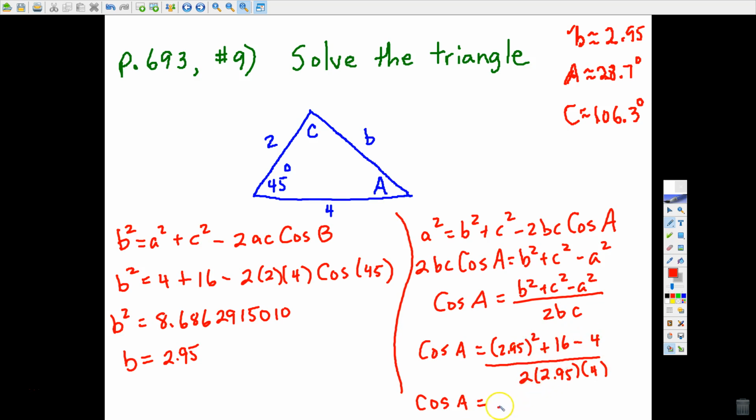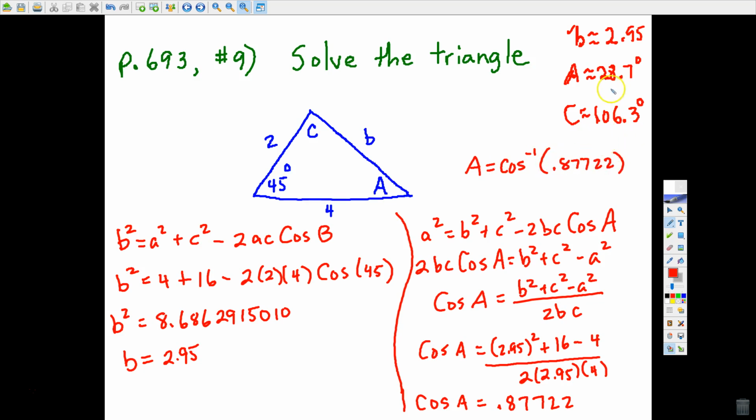I'm just going to round it off. It's 0.87722 rounded. And now we're just going to do the inverse cosine of this number. And I'm running out of space, but maybe I'll just come up here. So A will be the inverse cosine of that decimal.